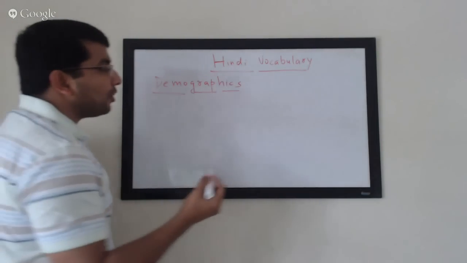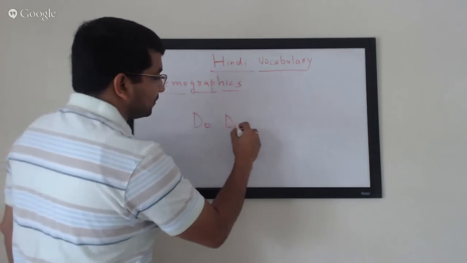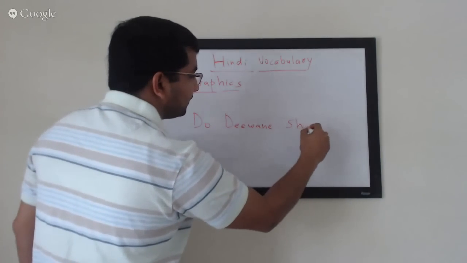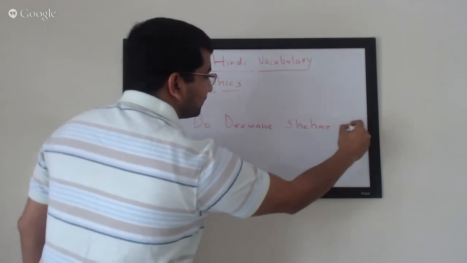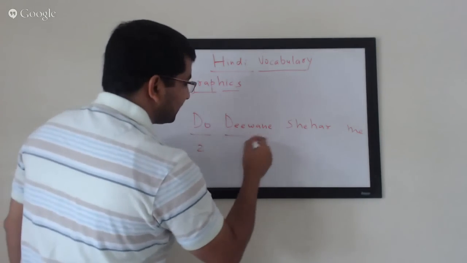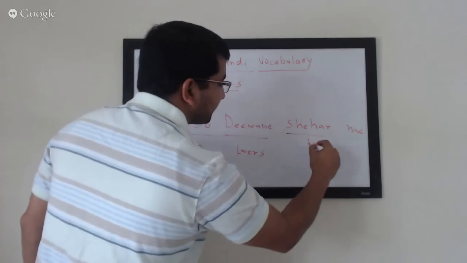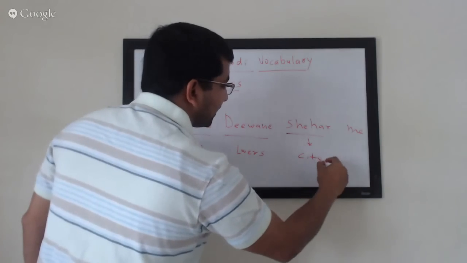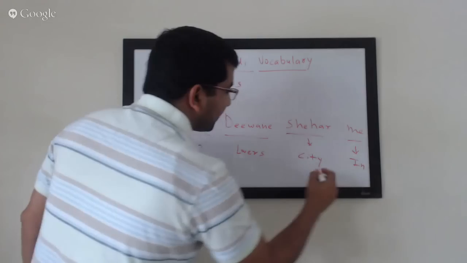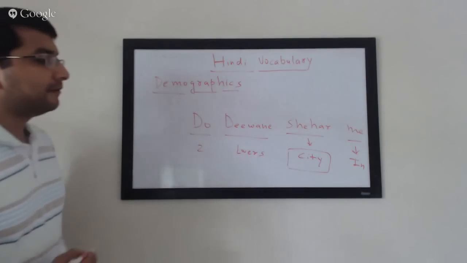So the song itself says do, which means two, divane, which means lover, and then the third word is shehar mein. Shehar means city, and then mein means in, and that's what prompted me to discuss the demographic related vocabulary.